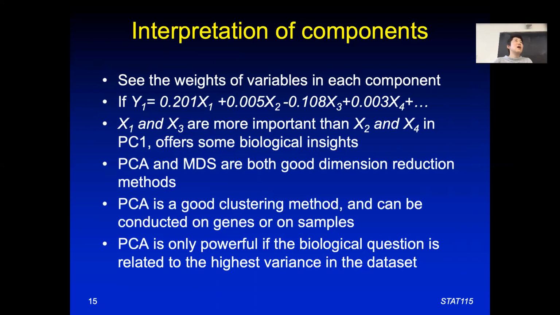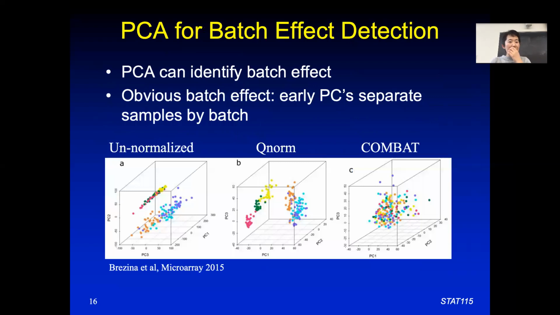Oh, ethnicity. Okay, yeah. So in this case, it's right. It's not because of the disease. It's because of some other confounding factors, right? But confounding factors can mean a lot of things. For example, batch effect is another confounding factor, right? So it can be a very, very good way to identify batch effect as well.